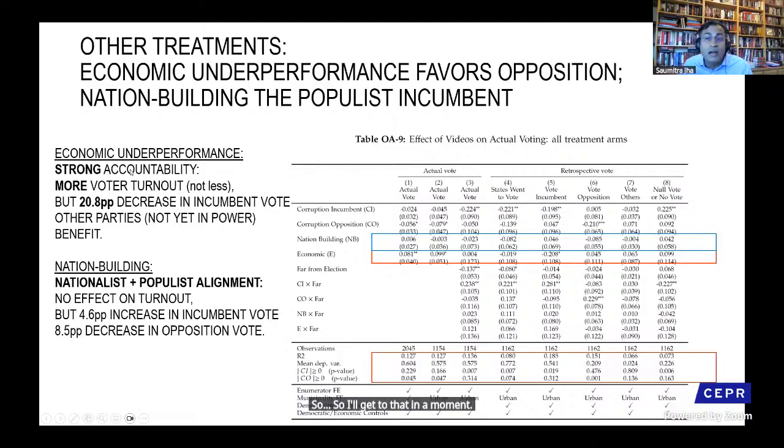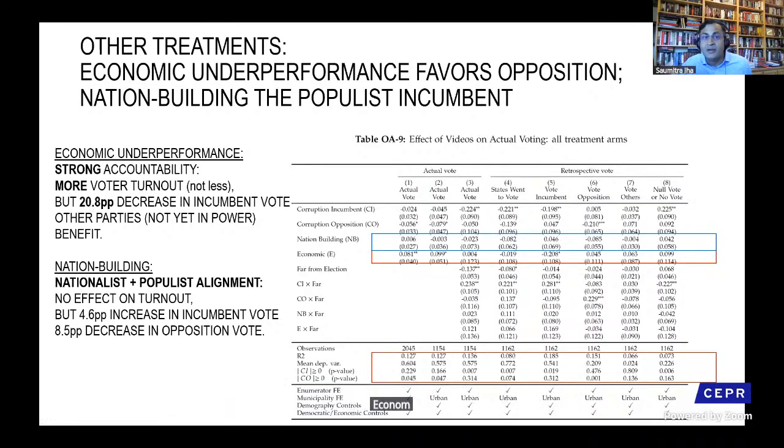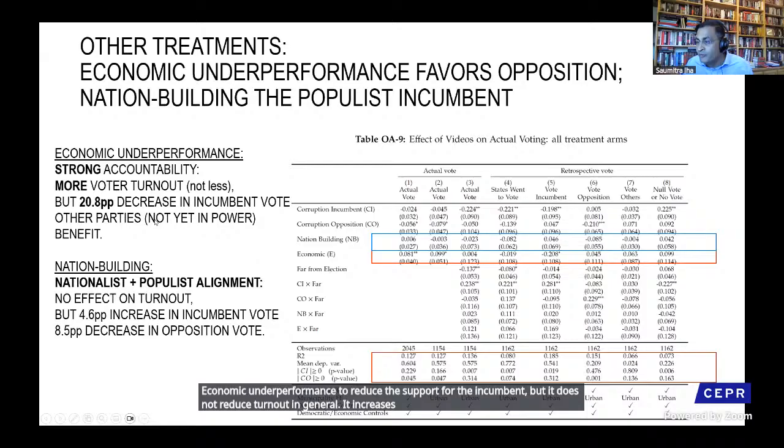But basically, the economic underperformance video actually had the opposite effect. It actually increased turnout. There was a decrease in the incumbent vote if you got the economic underperformance video, reducing the support for the incumbent, but it does not reduce turnout in general. It increases the willingness to vote for other parties.